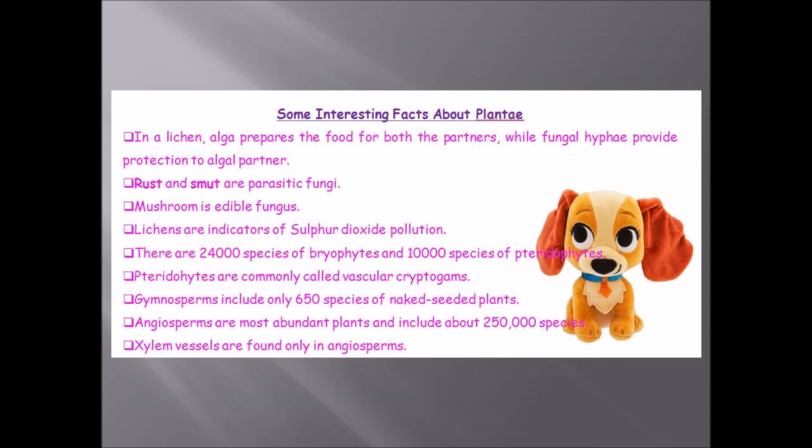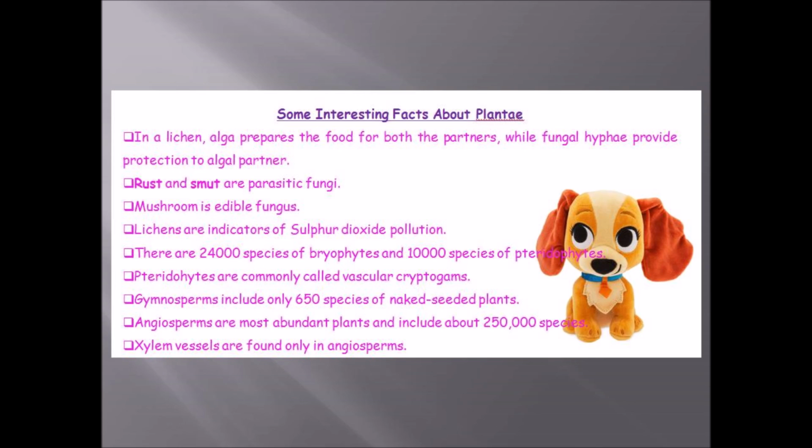And there are 24,000 species of bryophytes and 10,000 species of pteridophytes. Pteridophytes are commonly called vascular cryptogams. This has been already mentioned before. Vascular means they have xylem and phloem. Cryptogams means they reproduce by spores only. And the gymnosperms include only 650 species. That is, they are naked-seeded plants. Plants with naked seed are only 650 species, and others are covered by a seed coat.